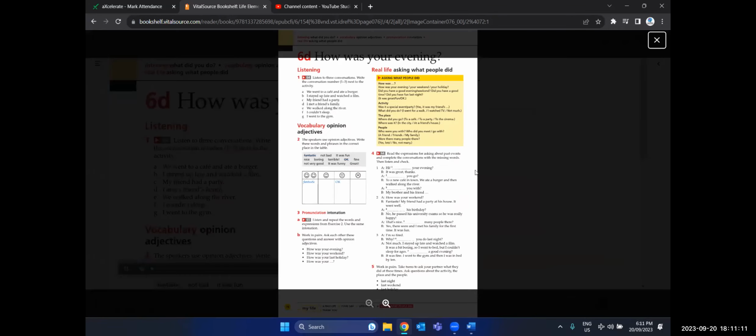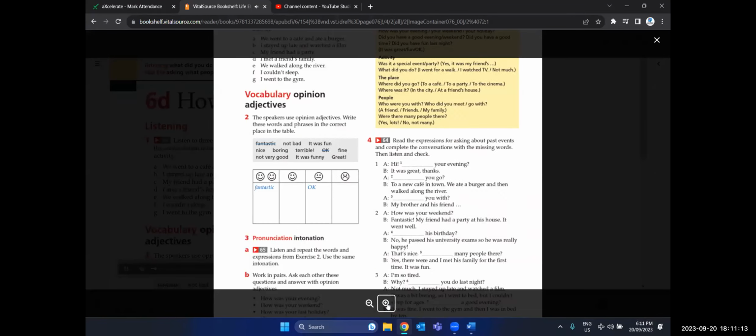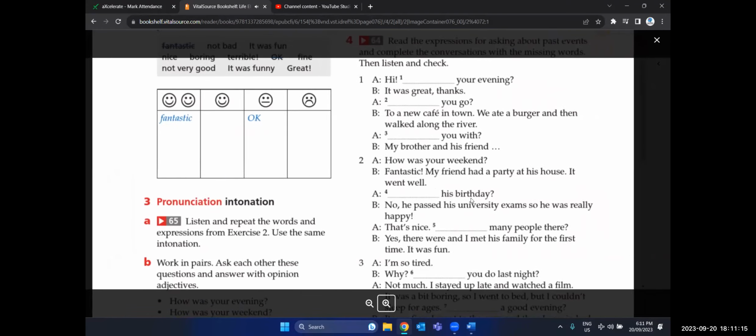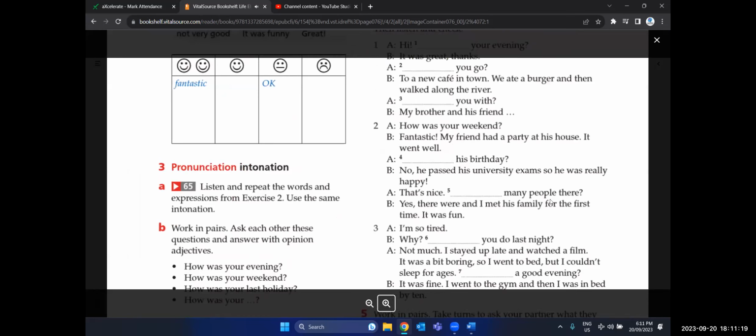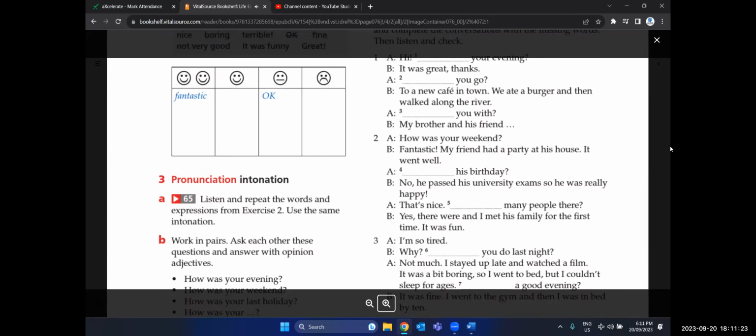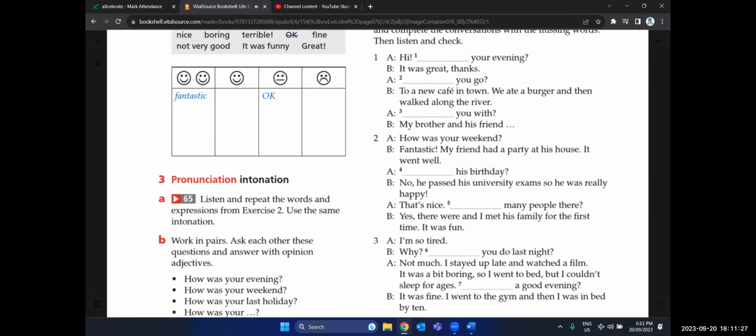Track 64, Unit 60, Conversation 1. Hi, how was your evening? It was great, thanks. Where did you go? To a new cafe in town. We ate a burger and then walked along the river. Who were you with? My brother and his friend from when he was at school.